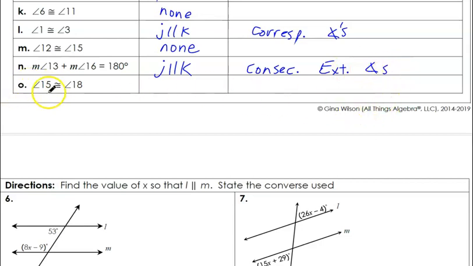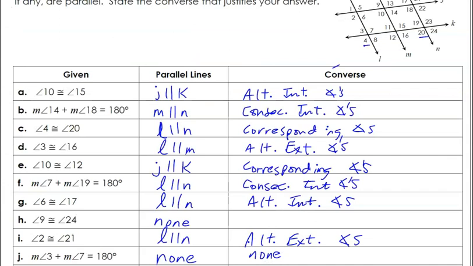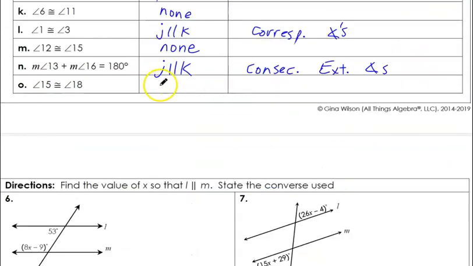And then finally, we're told that 15 and 18 are congruent. Well, they are not on the same transversal, so we can't make a linear pair or an angle pair relationship with those. So again, we're going to have to say that this statement does not prove any lines are parallel.